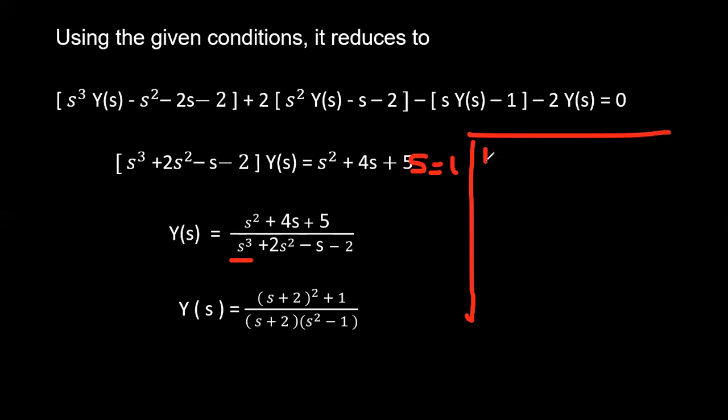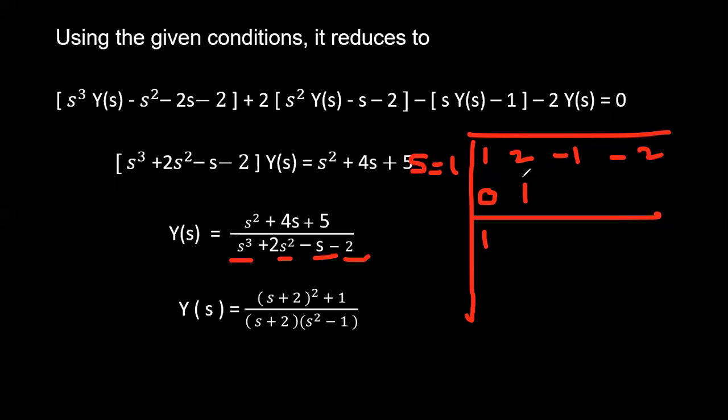Now we have to take the s cube coefficient. What is the s cube coefficient? 1. What is the s square coefficient? Plus 2. What is the s coefficient? Minus 1. Next is the constant, minus 2. First, you have to substitute 0 initially. So 1 plus 0, you add these two values, is nothing but 1. Whatever value you get here has to be multiplied with this root value, that is this 1. 1 into 1 gives 1, and you substitute it here.